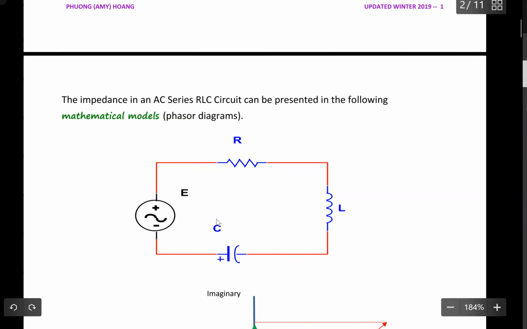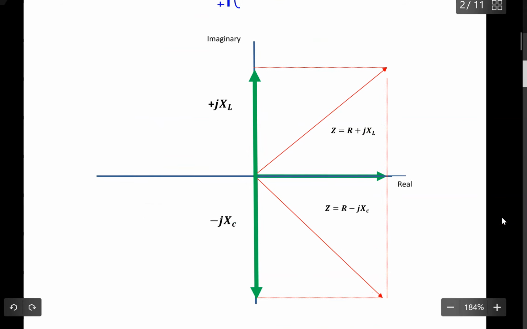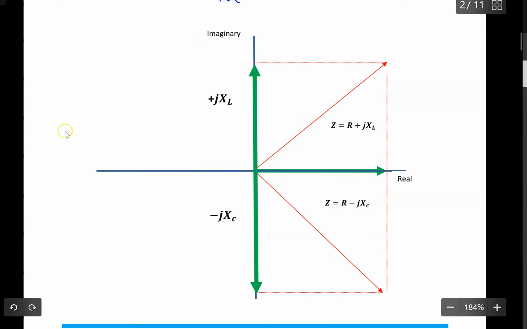So mathematicians would like to translate this circuit into a mathematical model, or it's called the phasor diagram. And the phasor diagram for this AC RLC circuit connected in series is presented below. Okay, as you can see, it is a complex plane, right?